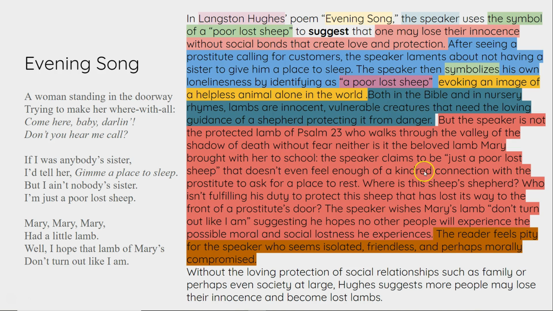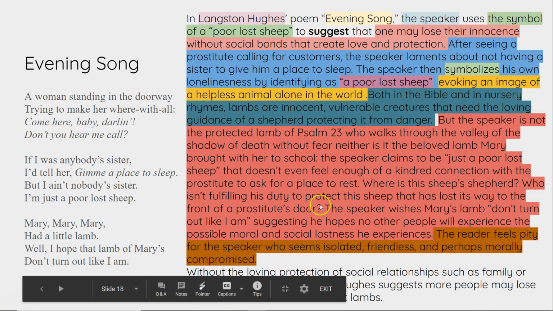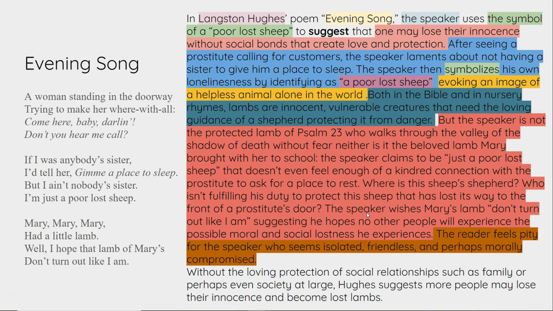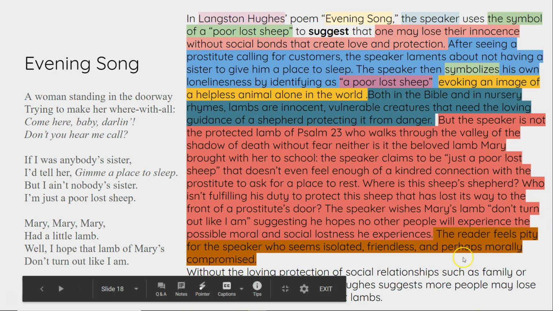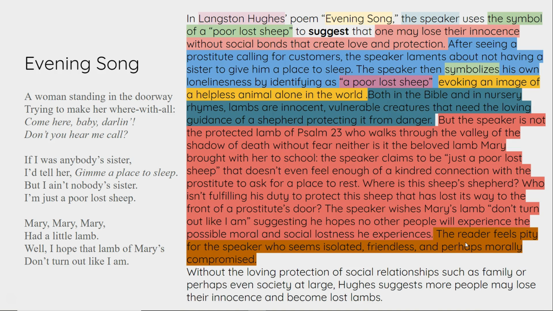And then finally, I'm adding in some style and some voice by bringing in some colons and using some rhetorical questions in my commentary, because this should feel like something that matters and feel like something that we care about. And then finally, we're going to wrap it up with, what is this symbol's impact on the audience? How does it make the audience feel?